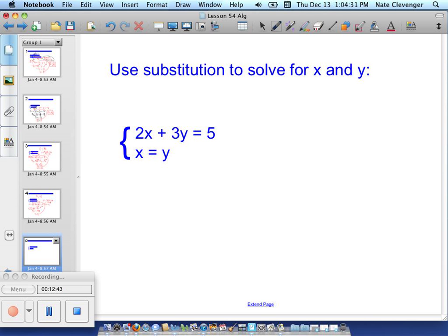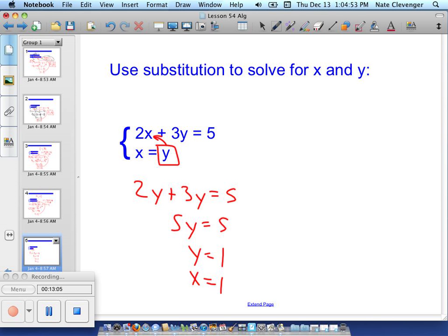Doesn't matter then. Right? Just x is written first, so let's take and replace x with y. So we're going to replace this x with y. So 2y plus 3y equals 5. 5y equals 5, y equals 1. If y is equal to 1, x has to equal 1. Oh, it's 1, 5.